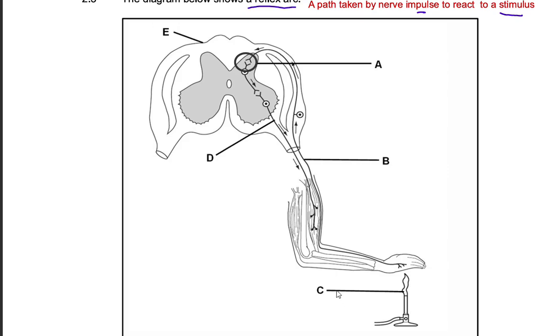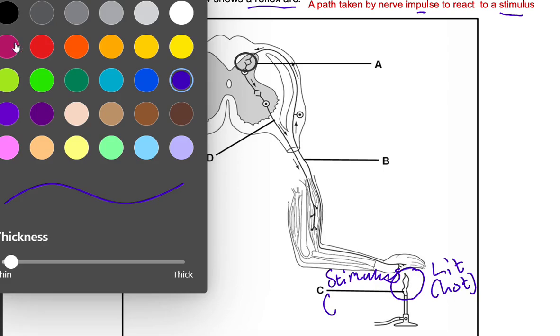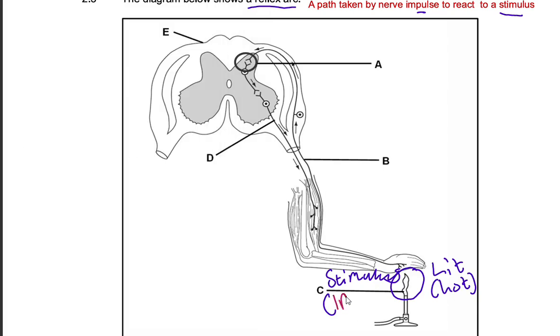So we have part C right over here. And as you can see, part C is a candle, rather a well-lit candle. And we know that a lit candle is rather hot, right? Now in this case, our candle will act as our stimulus. So this is a stimulus. Now, what does a stimulus do? A stimulus can otherwise be associated with our initiator. What does it initiate? It actually initiates a reflex action.